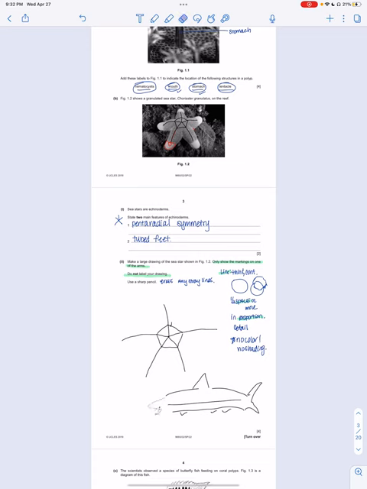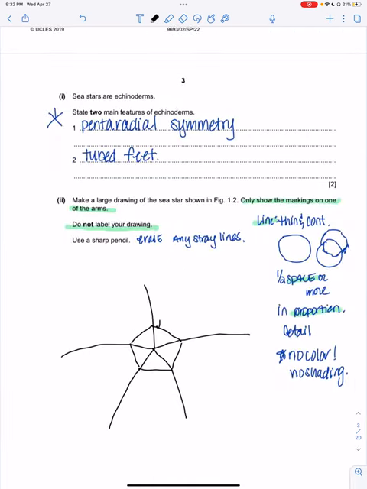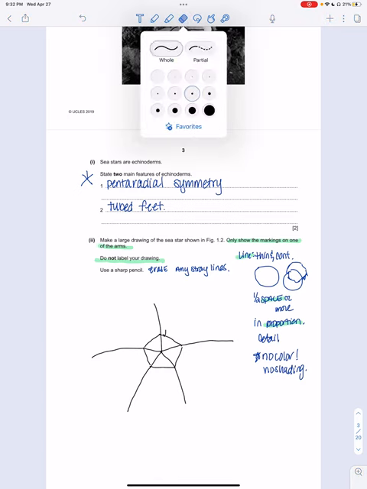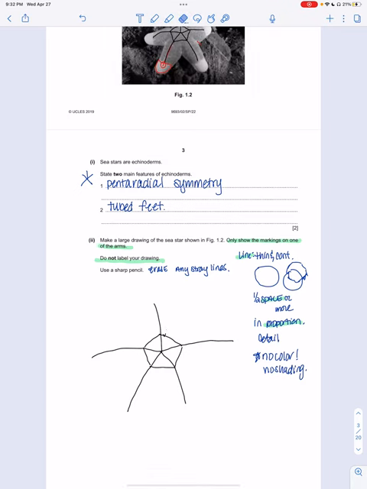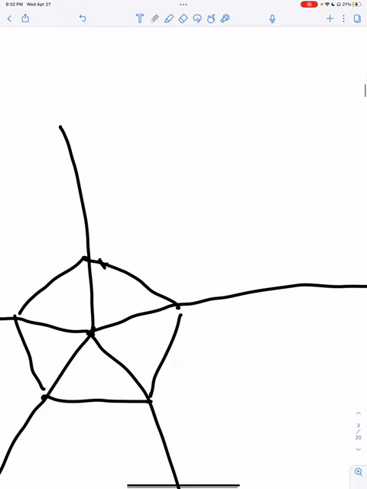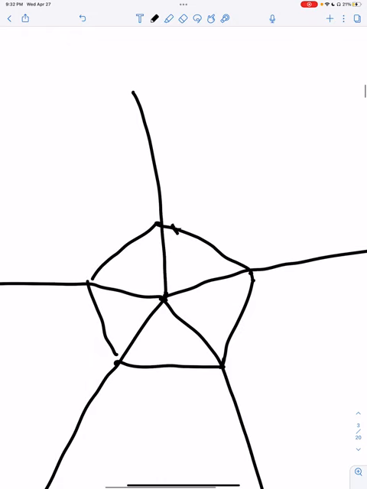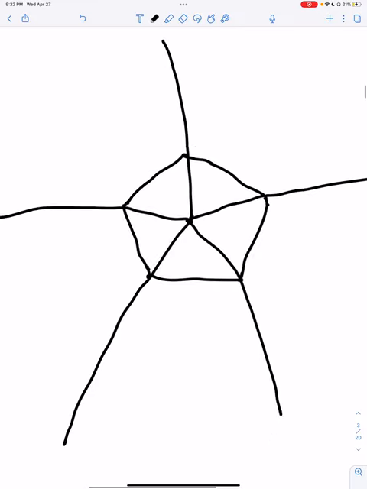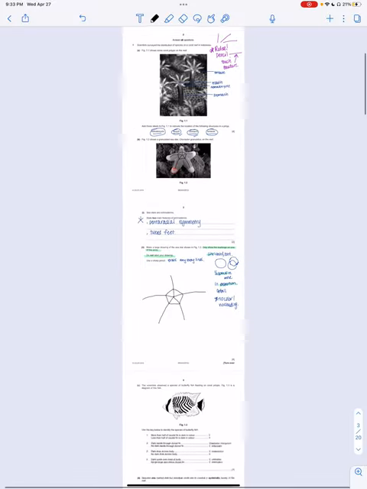Okay, let me erase that. Everything's a shape. Don't start with details first, though. Start with your shape. This right here, that wouldn't be acceptable. That would need to be fixed. But those are things I would definitely go in and do once I was satisfied with the drawing. So continuous lines. And again, I'm not using a pencil, so.